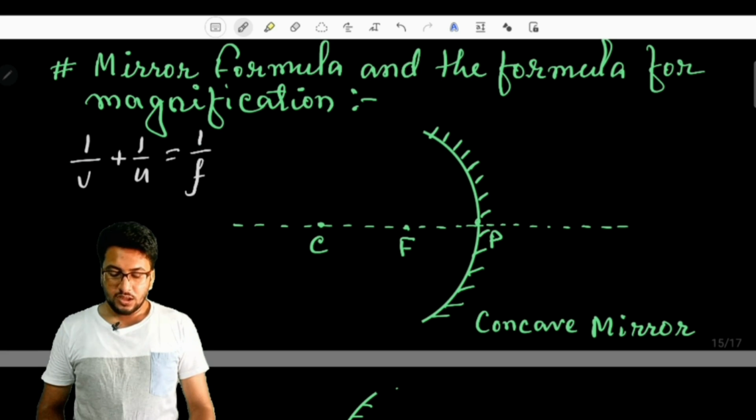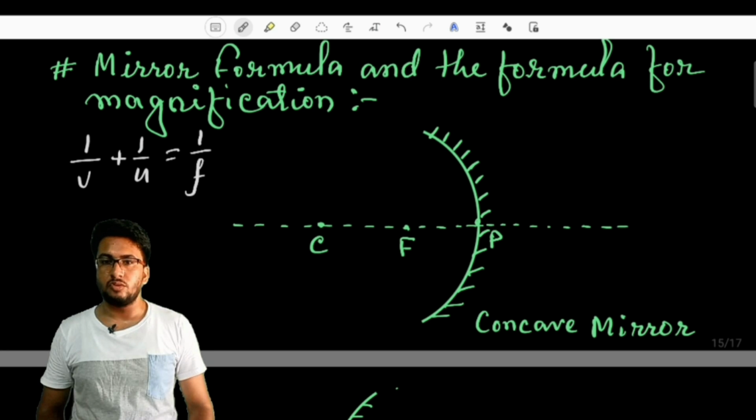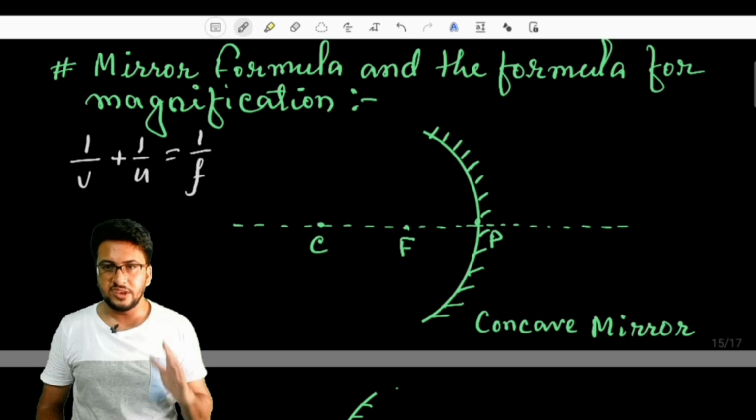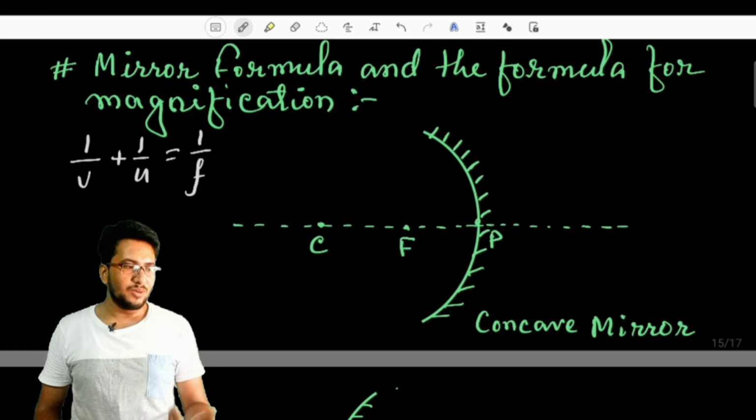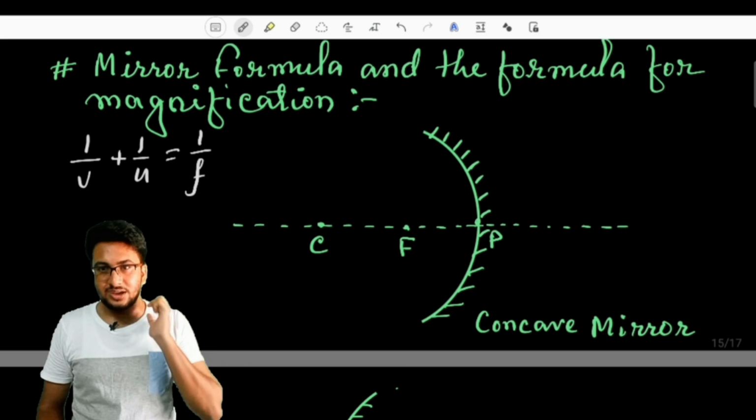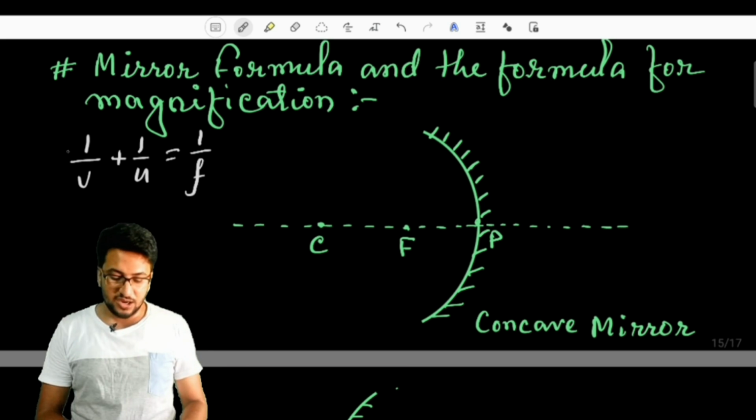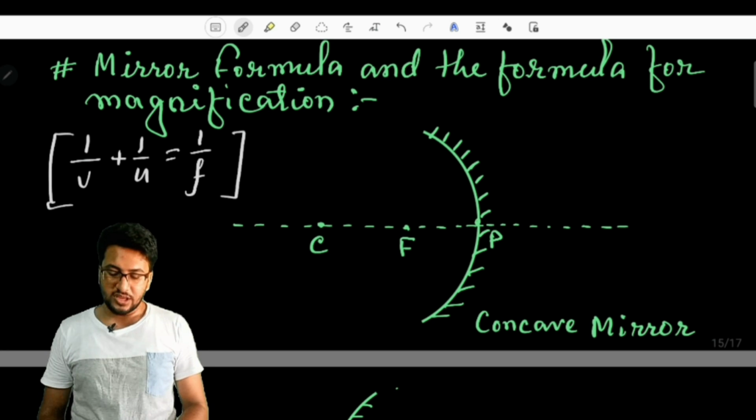Now you might find it strange to get symbols like V, U and F. What is this? Sir, is V the final velocity, is U the initial velocity, and what is F? I do not know. You might be confused in this sense. But let me mention that V stands for the image distance.